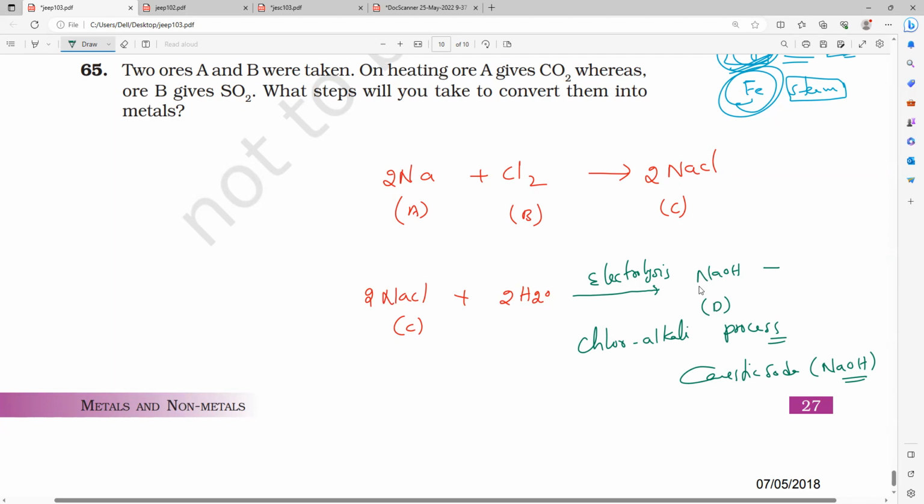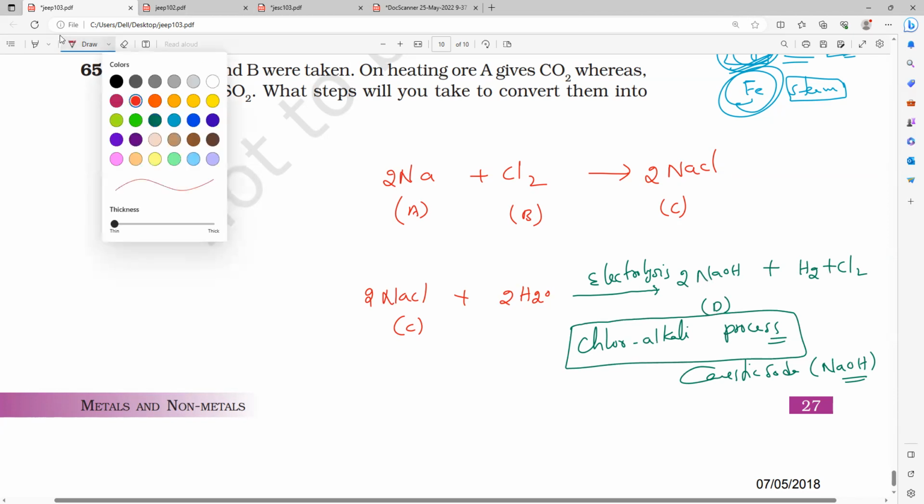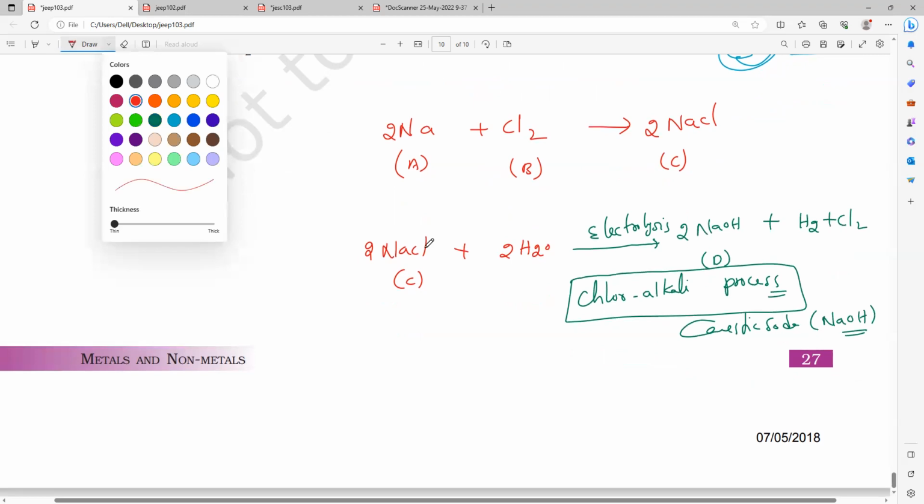NaOH plus H2 plus Cl2. So that is what is the chlor-alkali process. One small thing: if you know this, you will be able to answer everything. That is what is necessary now. So make sure you are doing everything.